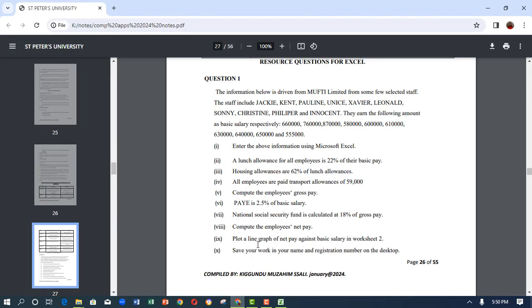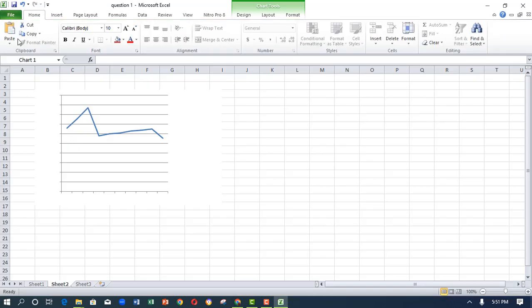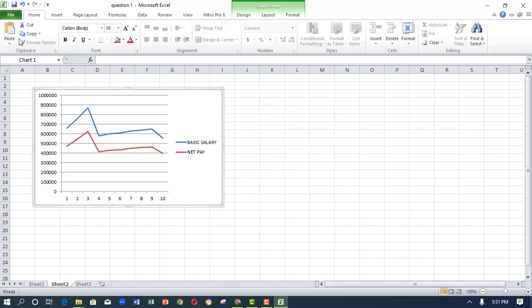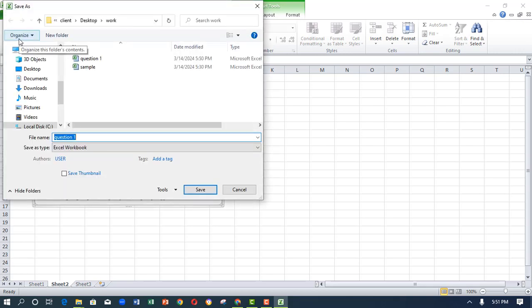So let's look at the last question. What are they telling us? Sorry, they are saying save your work in your name and registration number on the desktop. Remember, for me, I had saved the work as question 1, isn't it? So we're going to save it as our name and registration number. So you come and click on file, click on save as. We have to wait for the location window, then we get the location where we want to save our file.